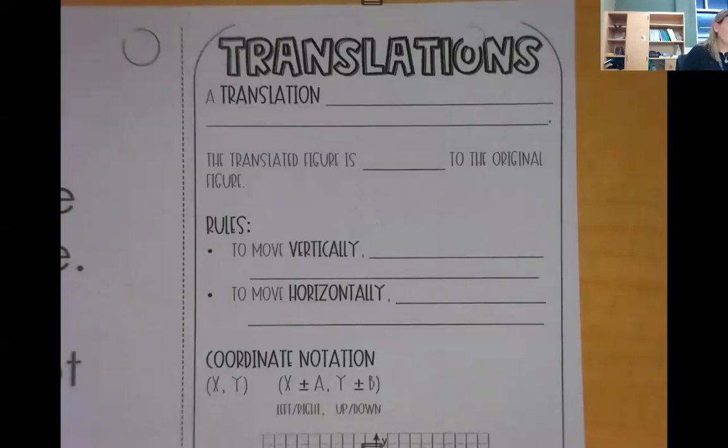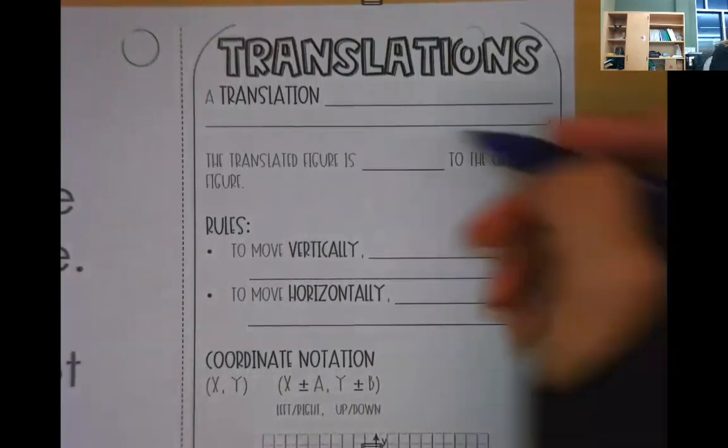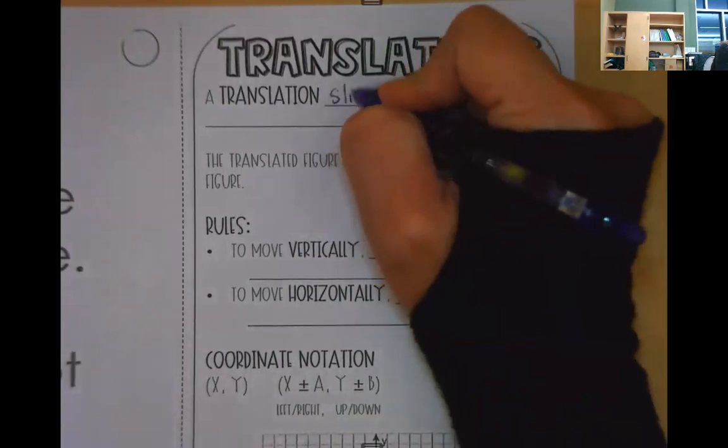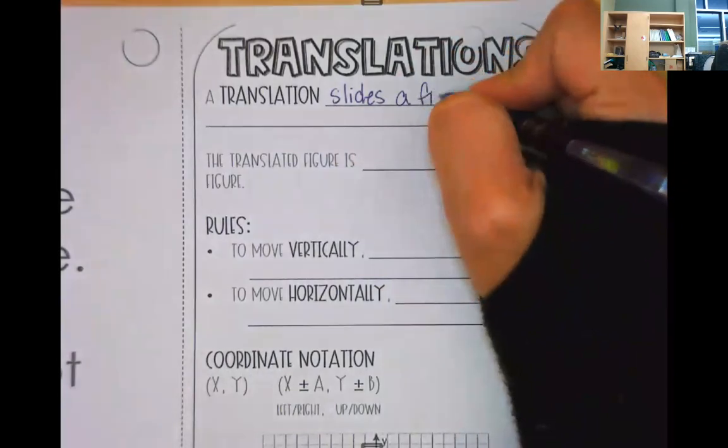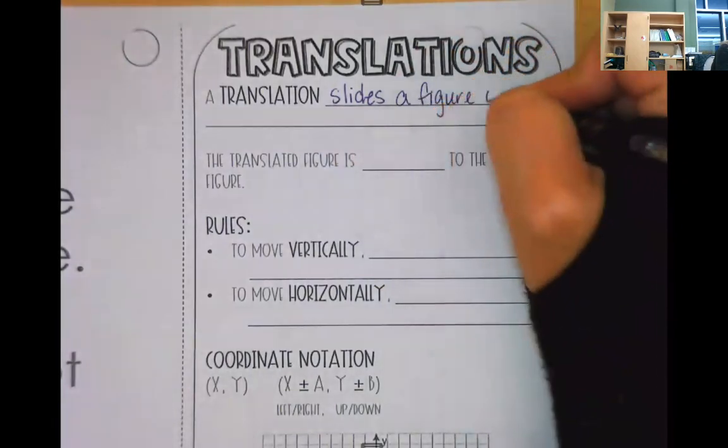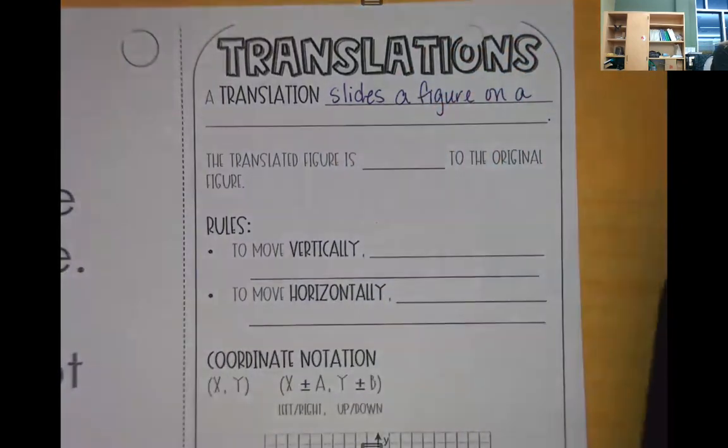All right, guys. So the next section in our transformations unit is in fact translations. So I want to do a couple of notes with you and then we'll do a little bit of practice. A translation is going to be a slide. So a translation slides a figure on a coordinate plane.